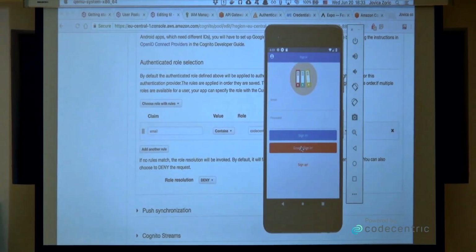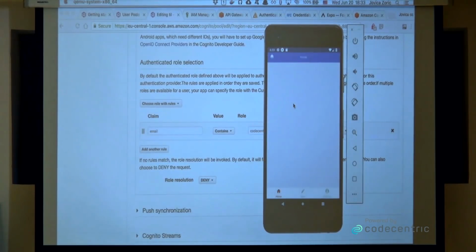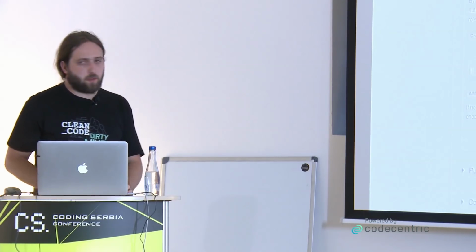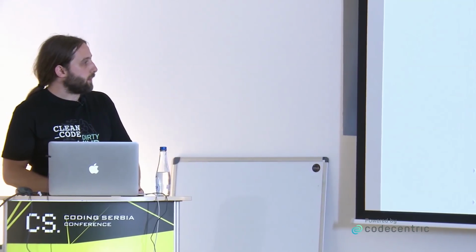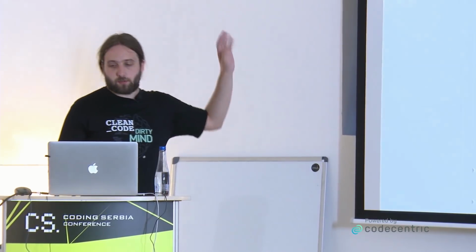So when I go to Google sign in, hopefully this will work, I select my account, and I'm signed in. So it was pretty easy. I don't need to think about all the other things, the OAuth protocol and so on. Everything is here. Okay, so this was the configuration on AWS.